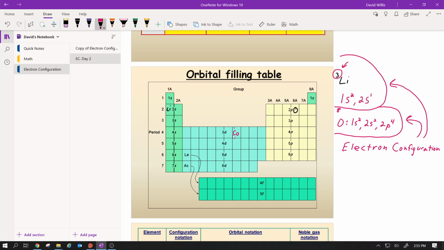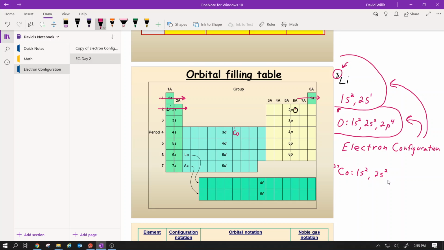Let's see, cobalt. What's its atomic number? 27. Okay, cobalt is 27, which means it has 27 electrons. All right. And so I'm going to start putting them in the first shell, and that gets us through 1s2. What's next? 2s2. Diego, you are doing great.